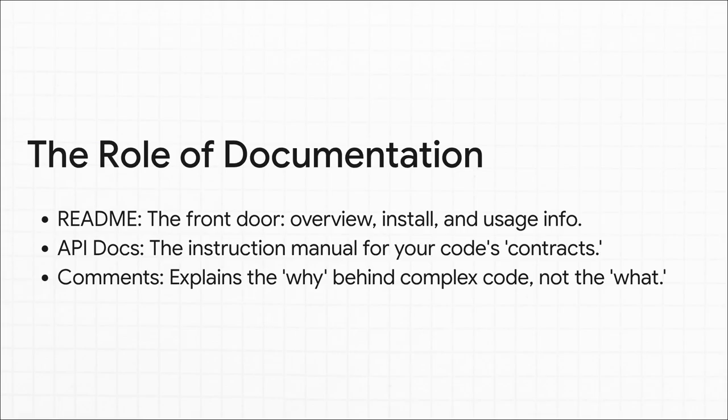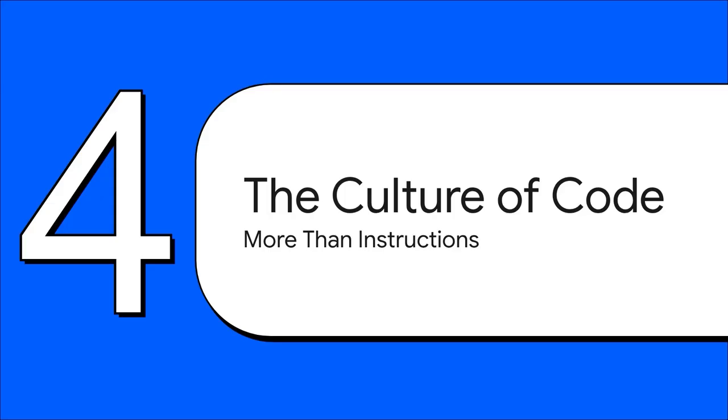You know, what's just as important as the code itself? The documentation that explains it. A good README file is like the front door to the whole project. It tells people how to get started. API documentation is the official instruction manual for those contracts we talked about. And good comments inside the code, they don't state the obvious. They explain the why, the complex reason behind a certain decision, so that an engineer, maybe years from now, can understand and maintain it.